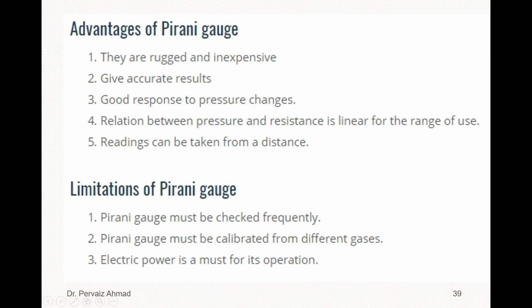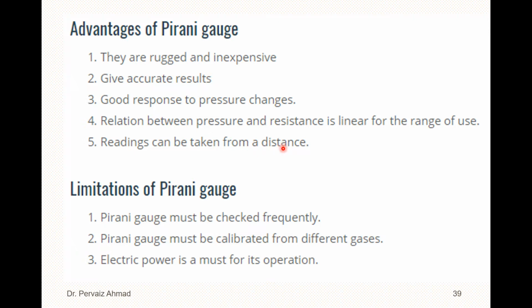Now the advantages of the Pirani gauge. This kind of gauge is basically rugged and inexpensive. They give accurate results. They show a good response to pressure changes. The relation between the pressure and resistance is linear for the range of use. Readings can be taken from a distance. These are some of the merits of the Pirani gauge.